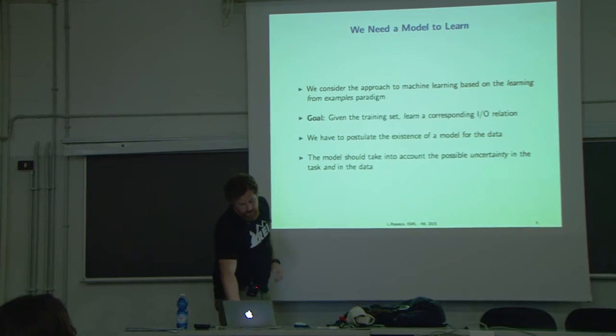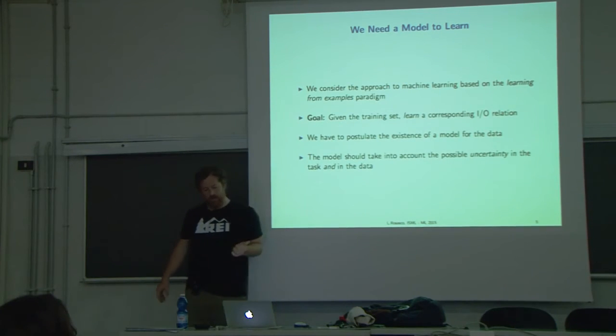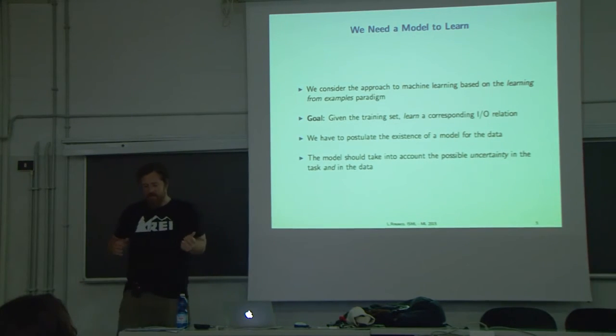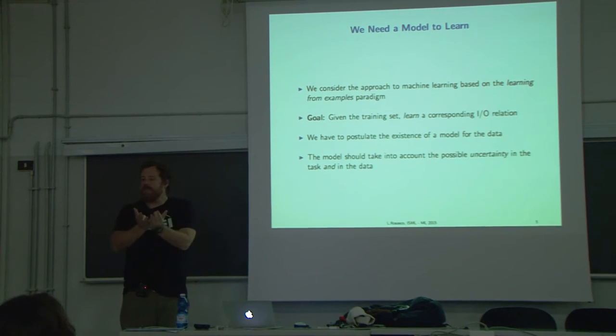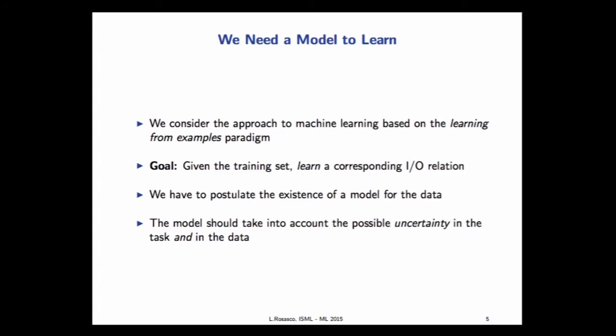So one key observation here is that, it's obvious, but if you want to say that the data can give you information about some unknown functional relationship, you have to explain a bit better what is the connection between the data and the functional relationship. You have to assume that there is a model of your data, because there is no such thing. You cannot really start asking the question.